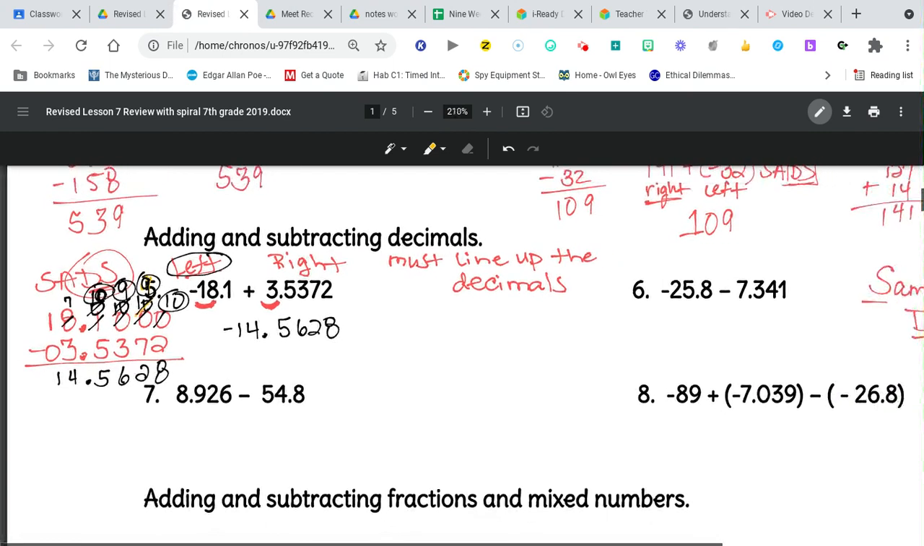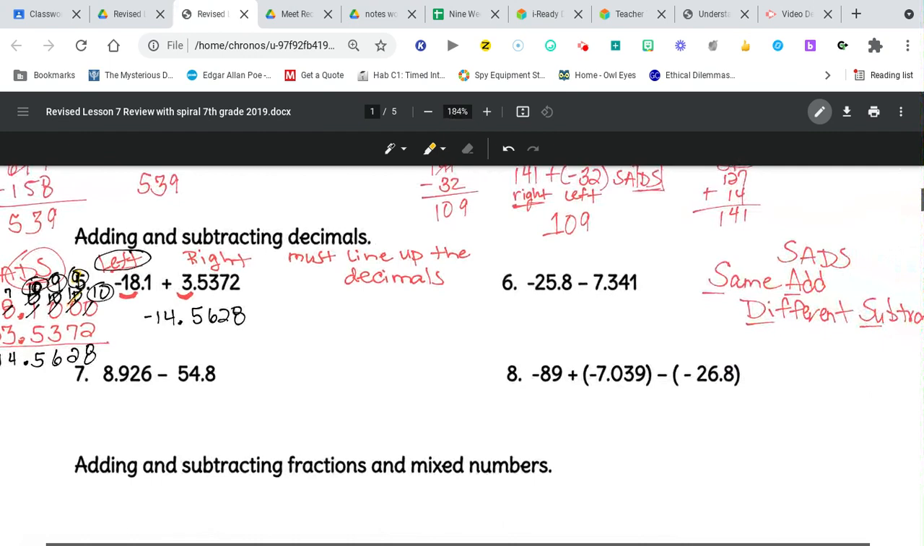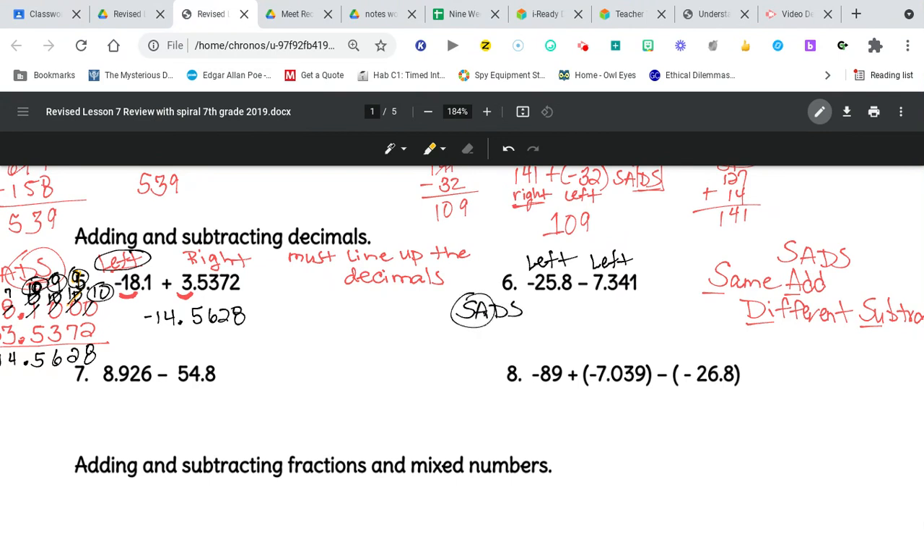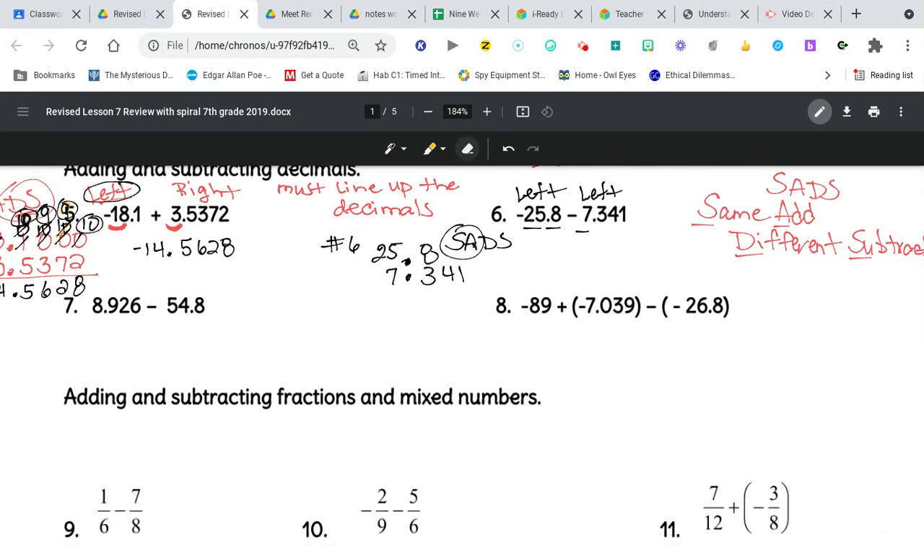All right, let's take a look at number 6. Number 6, this is to the left. When you subtract 7 and 341 thousandths, it's also to the left. Because they go in the same direction, I'm going to add. So this is number 6. I'm just putting it right here, showing the work. Make sure your decimals are lined up. Before the decimal is 25. After the decimal is 8. Before the decimal here is 7. After it is 341. And I need to make some more room because my SADS is in the way.